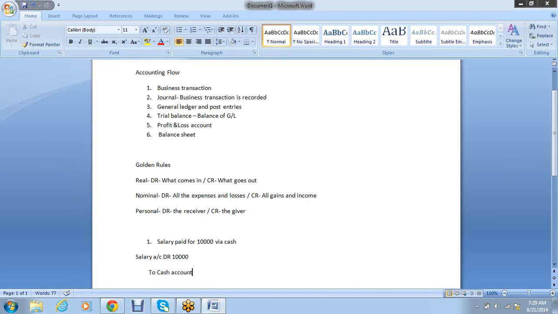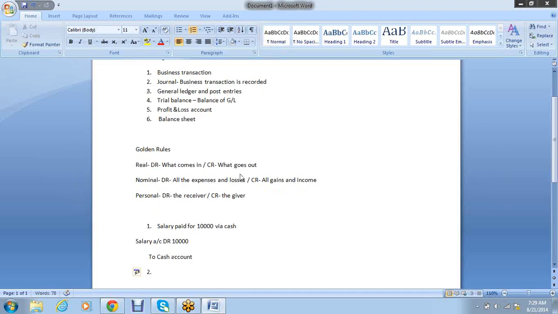Because from the company perspective, don't think of the employee perspective. Always think from the company perspective. So from the company's perspective, cash is going out. Clear on this? We do not consider the individual's account, so we call it a cash account. Where the individual account will come, I'll give you that example also.